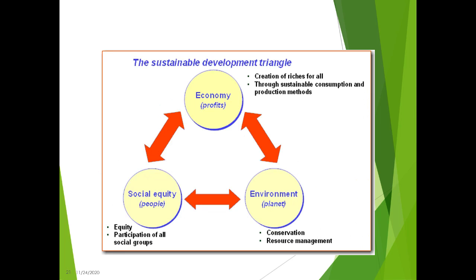So we see the same figure now, but this time instead of circles that are within one another, we see them as separate circles. So we have the economy, which means profits. We have the social equity, people, and environment, the planet. So economy, in order to create more, in order to build more, we need to create a gross domestic product, GDP. So the economy has to survive.